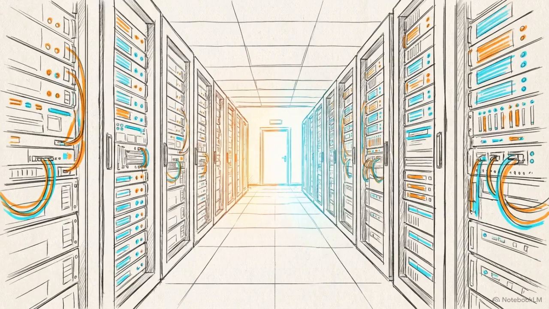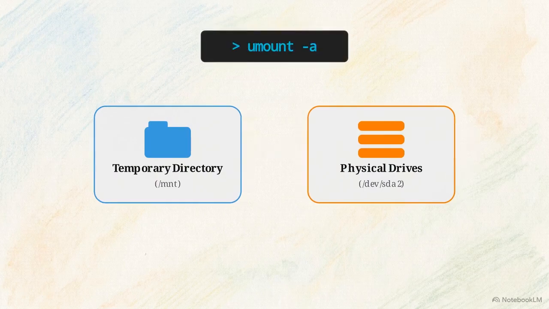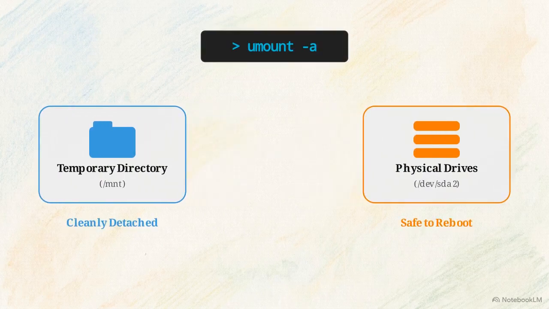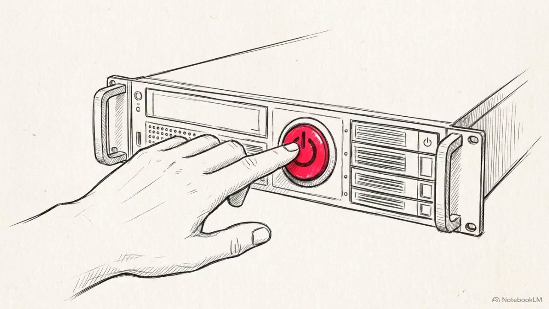To execute a clean escape, type exit to return to the live ISO. Then run umount -a to cleanly detach the physical drives from your temporary directory. Do not rush this final reboot.